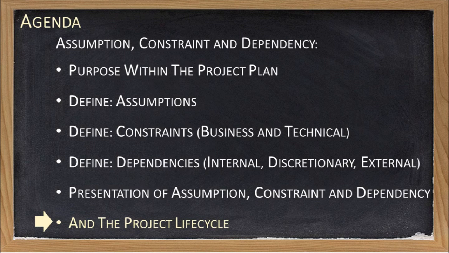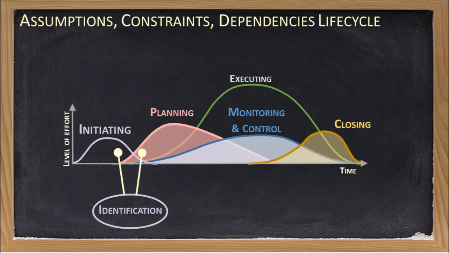and we can now look at some of the considerations involved in managing assumptions, constraints, and dependencies throughout the overall life cycle of the project. Identification of assumptions, constraints, and dependencies usually occurs during the project initiation and planning phase, although identification can happen in later phases if some were overlooked or new ones encountered.